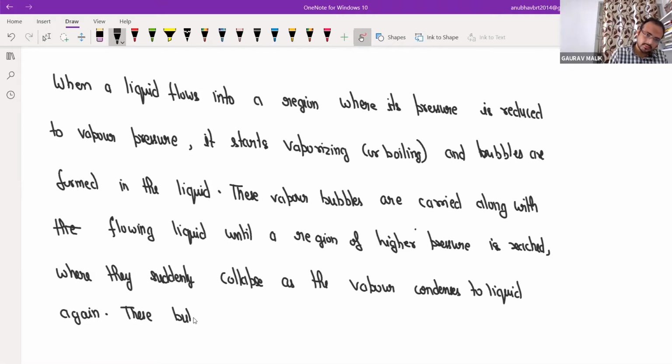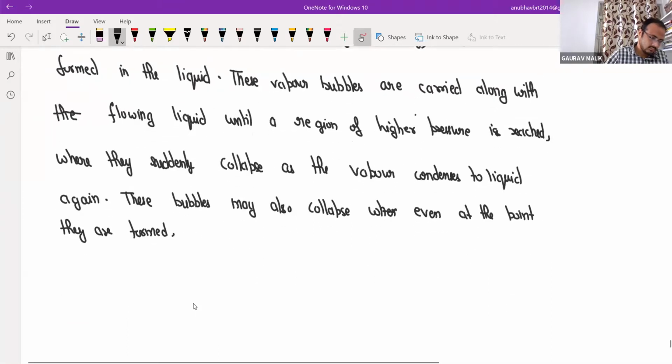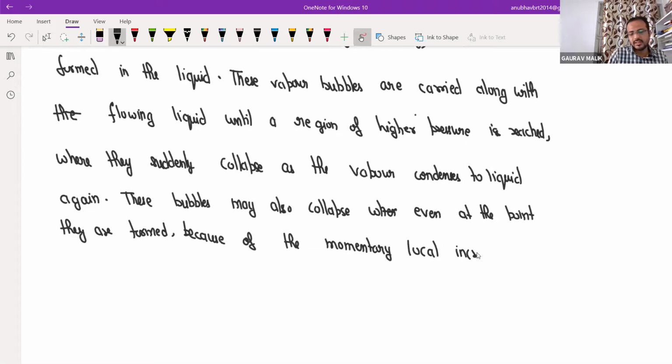And these bubbles may also collapse even at the point they are formed, because of the momentary local increase in pressure at that point.